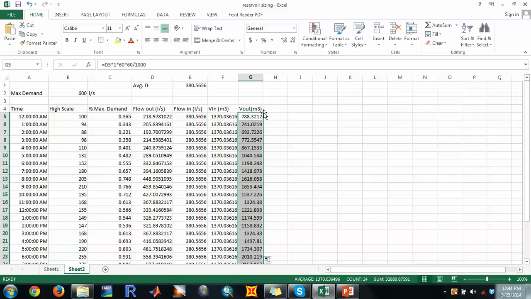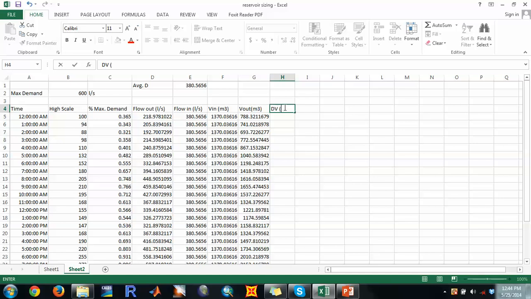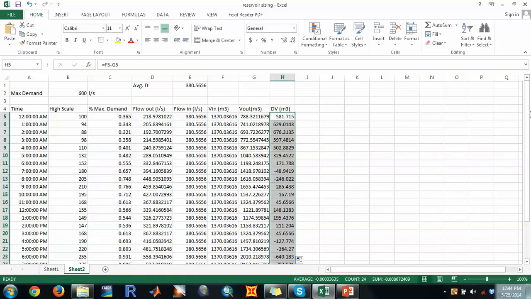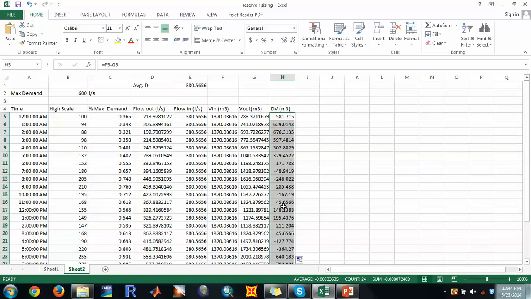So this is your volume out, and now we can check the change in volume, d in volume, in meter cube. Okay, the change in volume is equal to volume in minus volume out. So you can find that. You can see at some places you have a negative value, at some places a positive value.